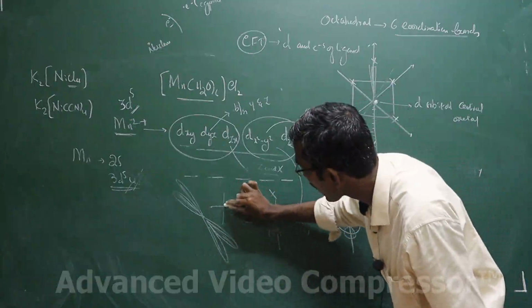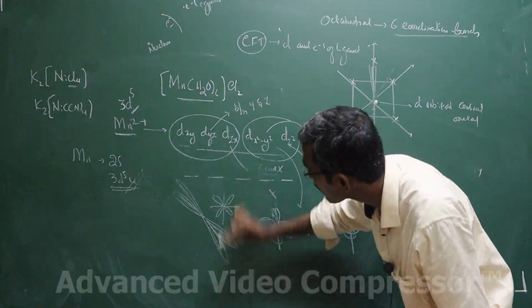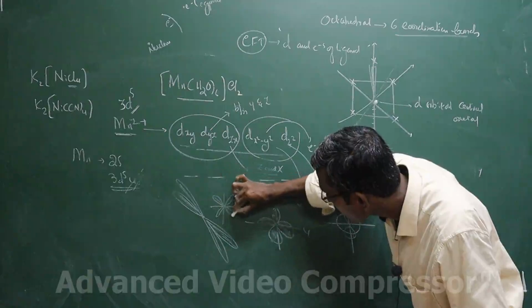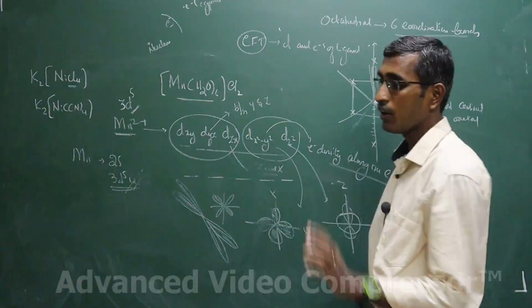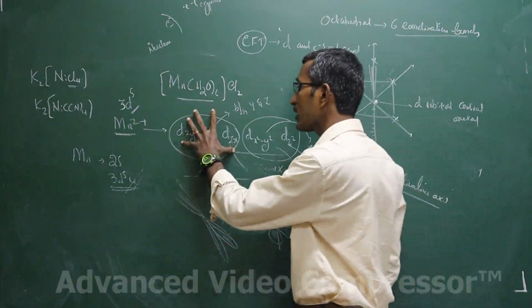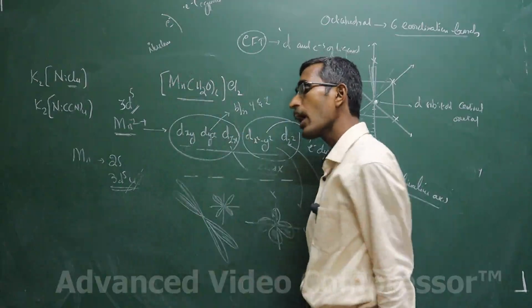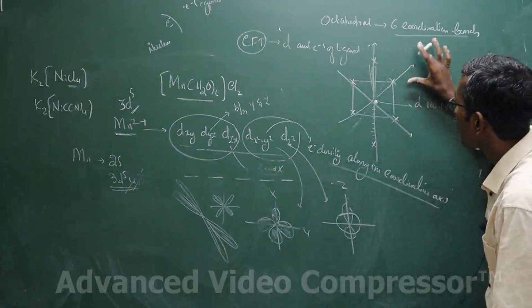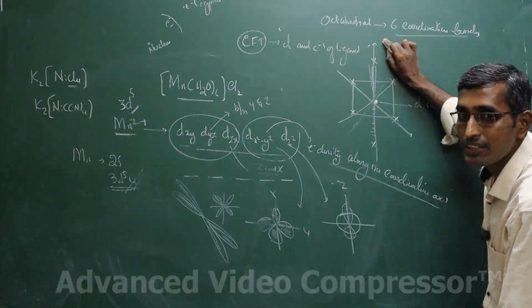On the other hand, if you are having dxy orbital, this will be the lobe orientation. That means the electron density will be in between the coordination axis. So 2 kinds of d orbital, 2 categories of the d orbital. That is, one category has electron density between the coordination axis, another category along the coordination axis. Try to imagine this, students. In the case of the octahedral complex, ligands are coming along the coordination axis.